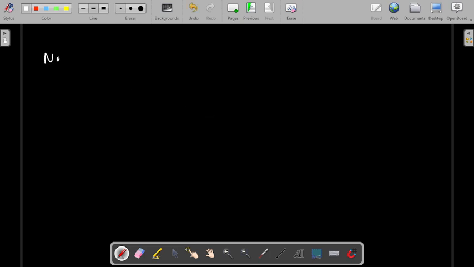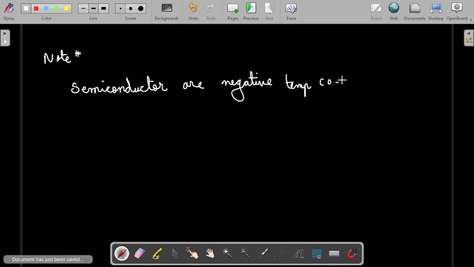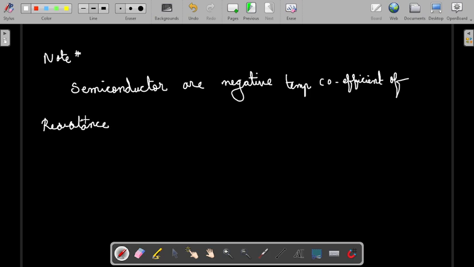So note the important parameter: semiconductors have a negative temperature coefficient of resistance, because when we increase the temperature the resistance decreases.